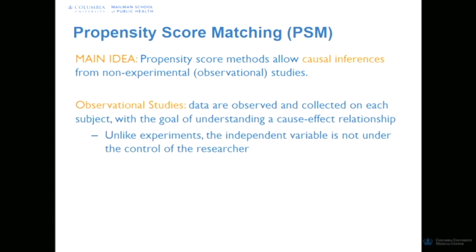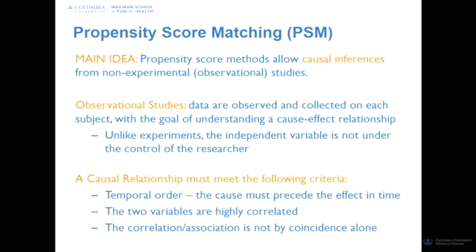But to use the term that we are so used to, observational studies also have the goal of understanding a cause-effect relationship, even if the independent variable is not under control. Now, at this point, I want to underline the difference between inferences about association and causal inferences. We're all familiar with associations, association between two variables, between independent and dependent. Now, a causal relationship involves different aspects.